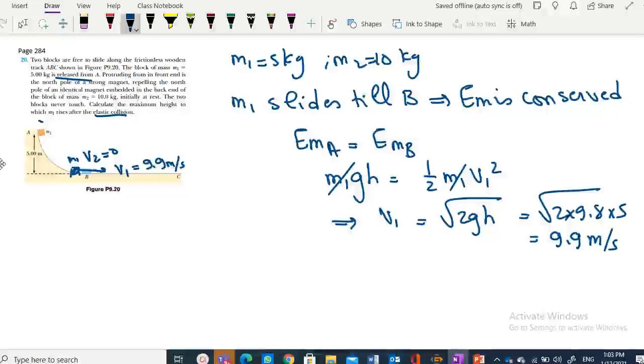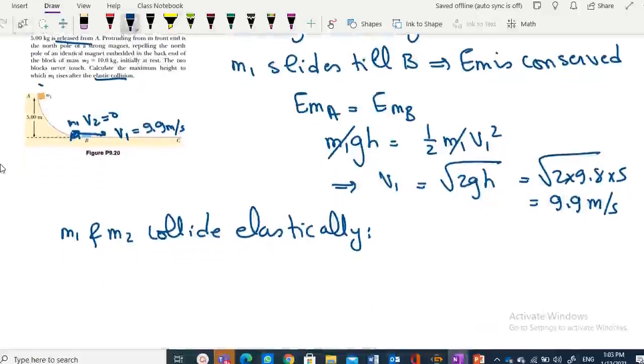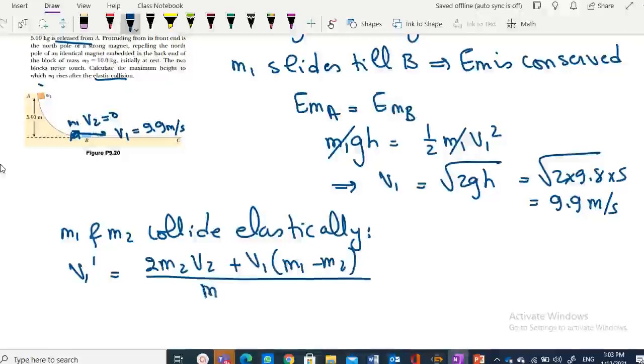Now what do I apply? I say M1 and M2 collide elastically. What will come out for me is V1 prime. Don't derive the relations, just memorize the answers. V1 prime equals 2 m2 V2 plus V1 times (m1 minus m2), over m1 plus m2. This is a collinear collision, meaning both are on the same line, so there's no need for vectors, I can just use numbers, so I will just substitute for numbers.